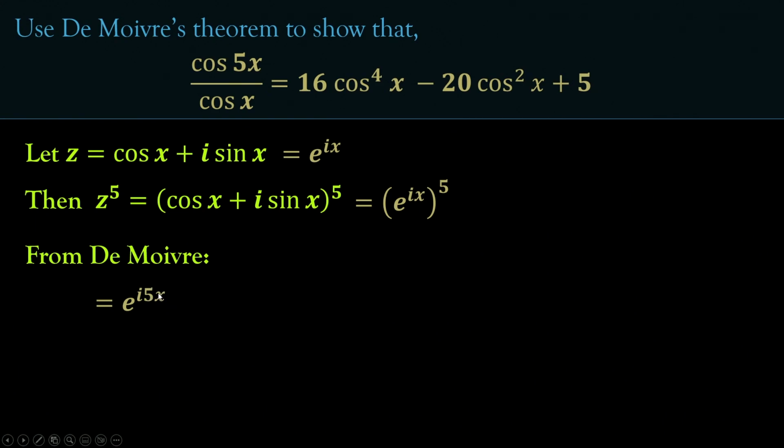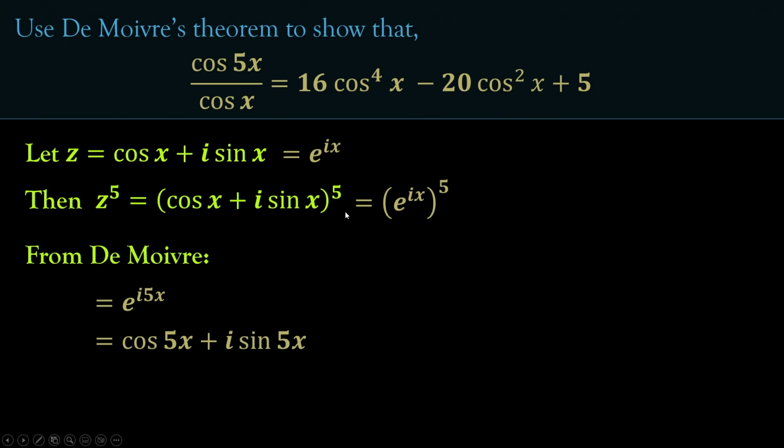5x becomes our new argument in place of x, and that means I can write this back, but because now I don't have x, I have 5x, 5x replaces the x here. And so this can now be expressed as cosine of 5x plus i sine of 5x. This is how we prove de Moivre's theorem.